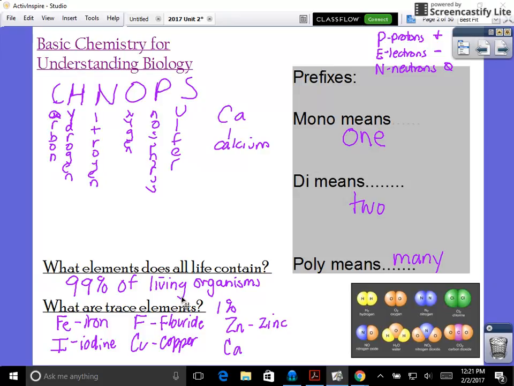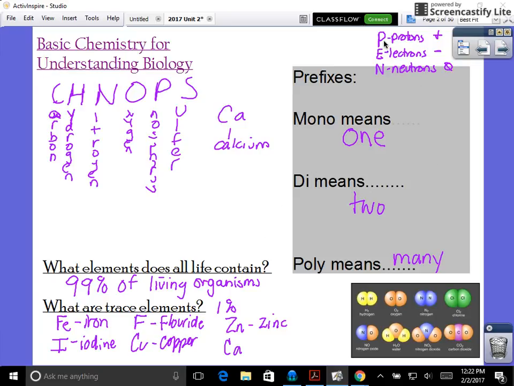So there was a homework assignment where you took a look at a bush and a carrot and a rabbit and some different organisms, and you'll find that essentially all of these organisms contain these ingredients, but in different amounts. We're also going to just talk about some prefixes that will be very helpful to memorize. Mono means one, di means two, and poly means many. So again, keep those in mind.